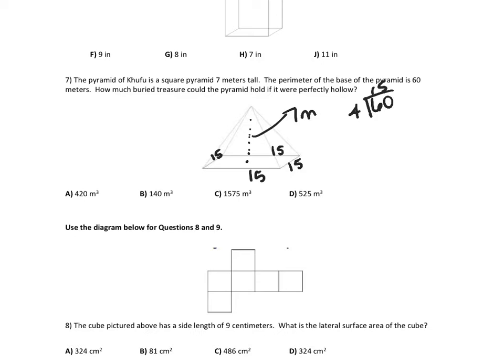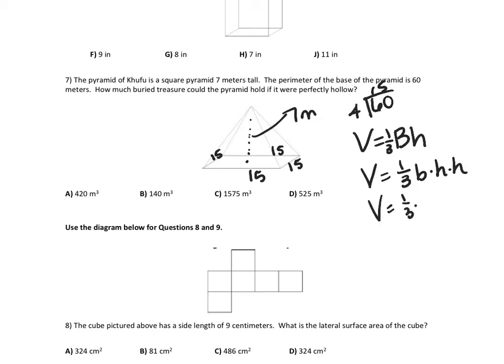Okay, that's what that information is giving us. How much buried treasure could the pyramid hold? So we're talking about volume again. So we're going to use our formula, and it's 1/3 base times height. Okay, so our base is 15. Our height is 7.